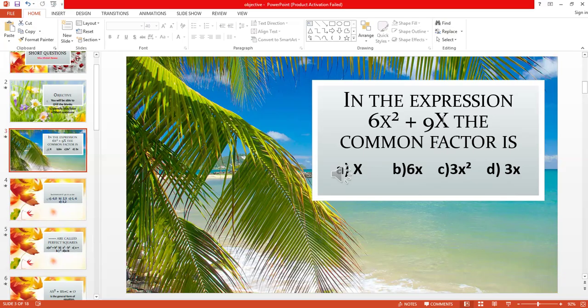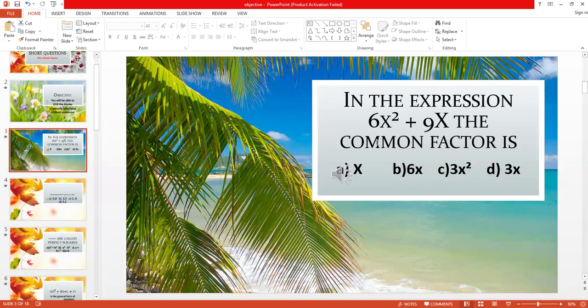Why do we have to call it an expression? Why don't we call it an equation? Because here we have no equality sign, okay? So in the expression 6x square plus 9x, the common factor is, okay, look at 6 and 9. In the 2 times table 6 will come, but 9 will not come. So which number is common in both? 3. In the 3 times table, 3 2s are 6, and 3 3s are 9, okay?